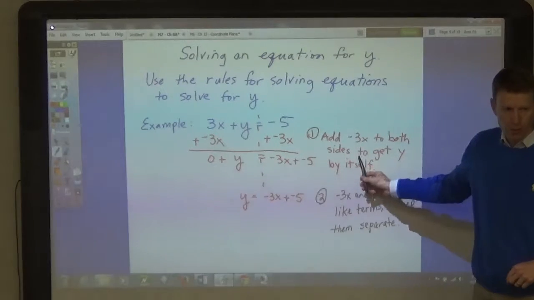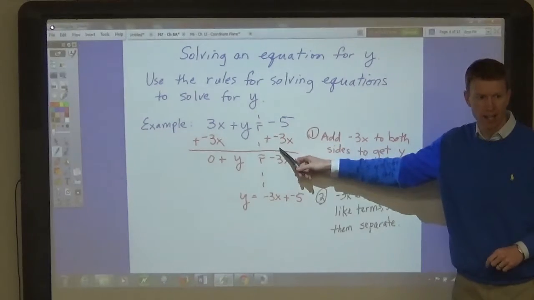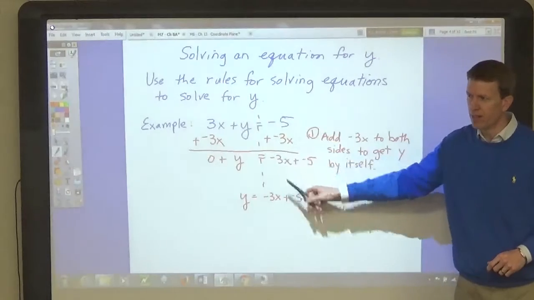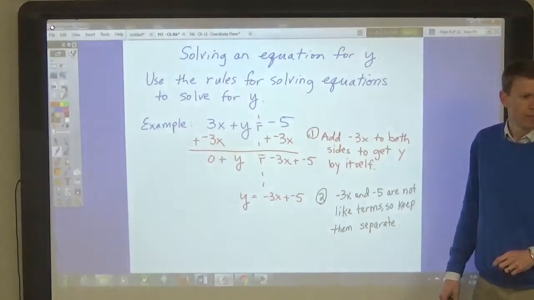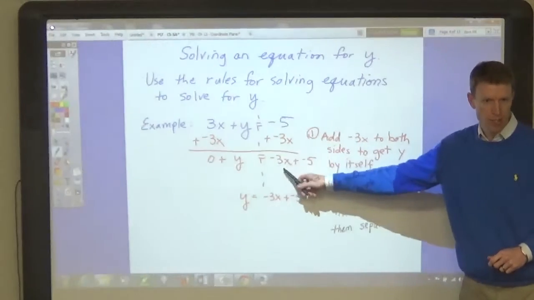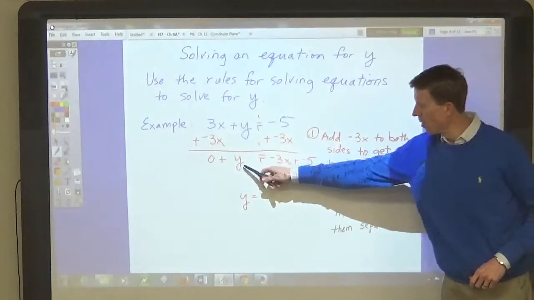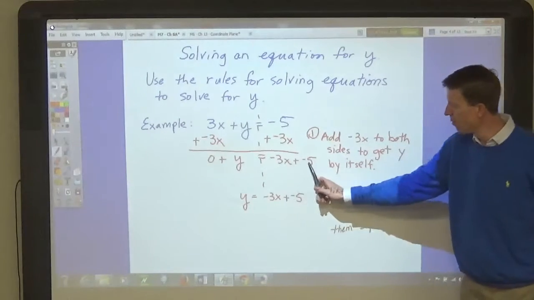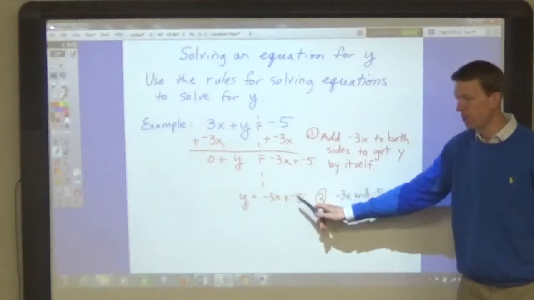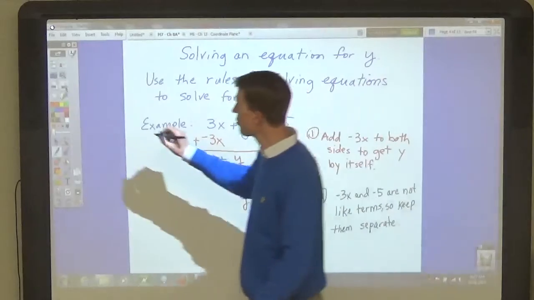Add negative 3x to both sides, okay? So negative 5 plus negative 3x. Can you add these together? Can you combine these? Why not, Brett? Because they're not like terms. They're not like terms, exactly. So we have to just keep them separate and write it as an addition expression. So 0 plus y is equal to negative 3x plus negative 5. That means y is equal to negative 3x plus negative 5. Okay? That's the first step in this equation.